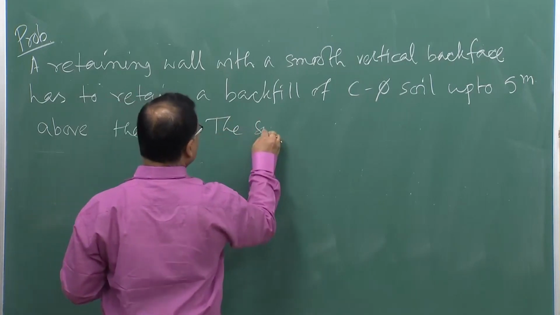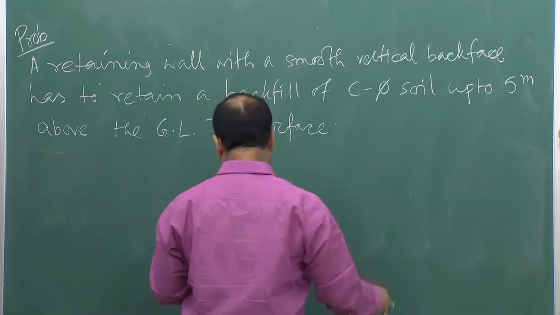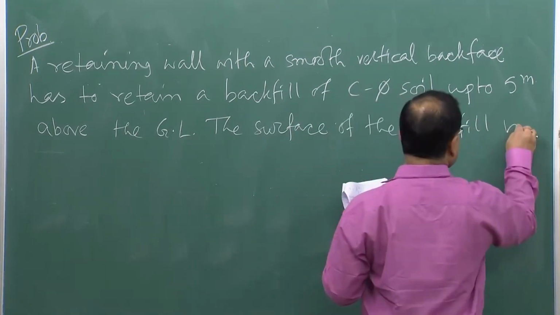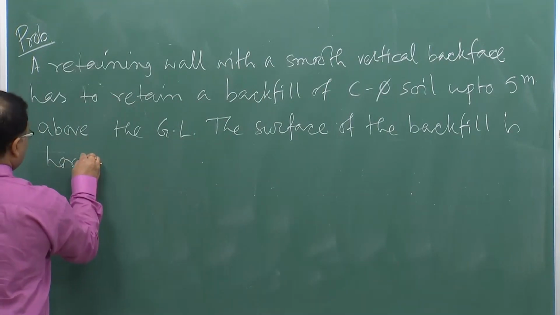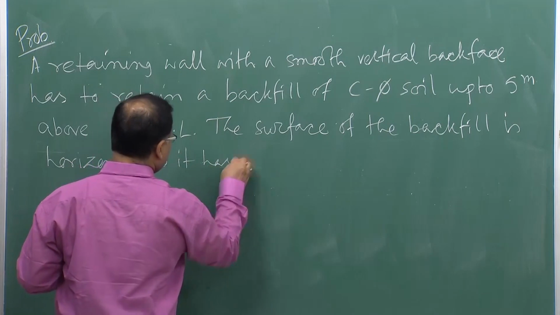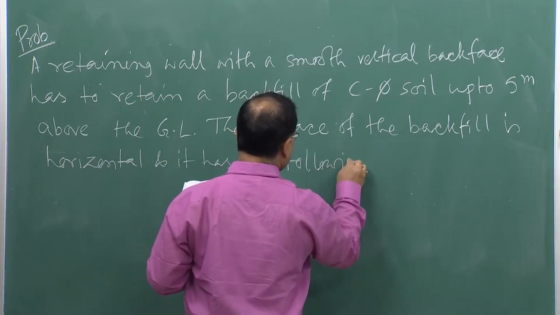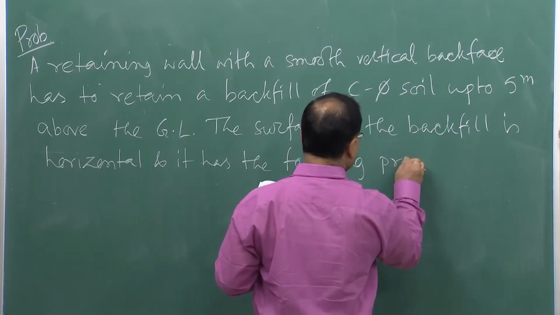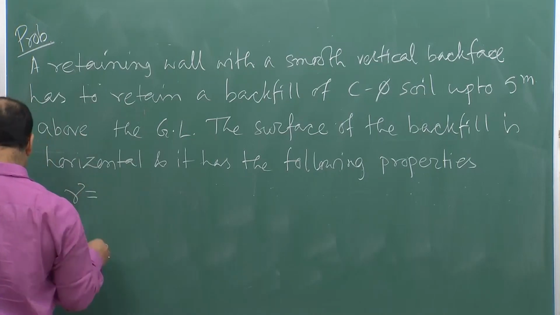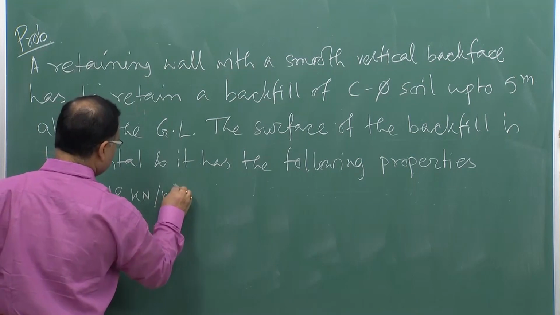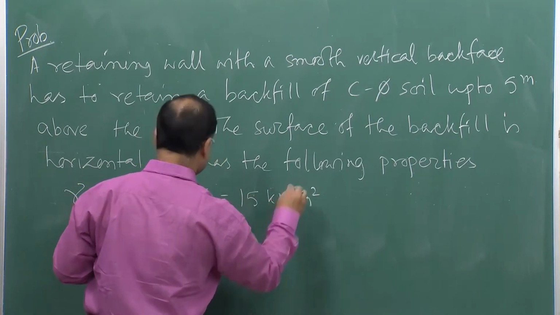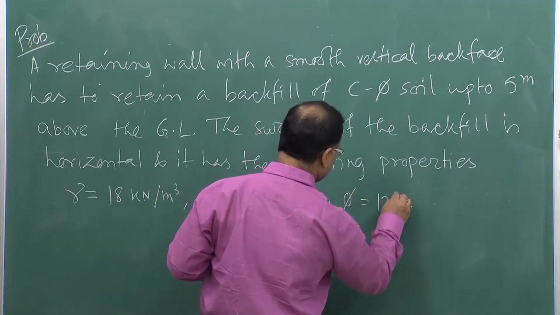The surface of the backfill is horizontal and it has the following properties, such as gamma equal to 18 kilonewton per meter cube, c equal to 15 kilonewton per meter square, and phi equal to 12 degree.